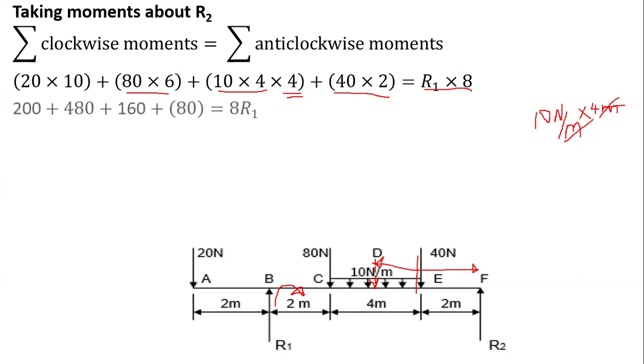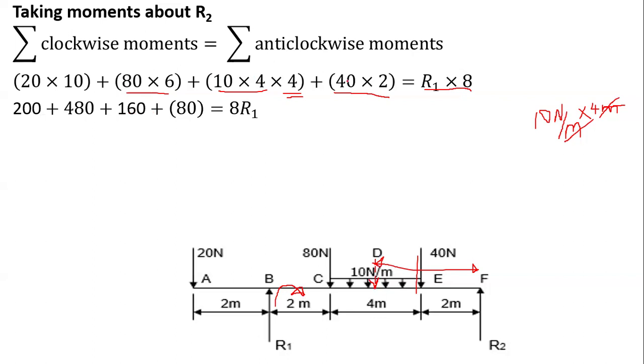Let's proceed. With this, we can do some algebra. The multiplication there, the first part gives me 20 by 10 is 200, 80 by 6 is 480, then 10 by 4, 40 by 4, giving me 160.